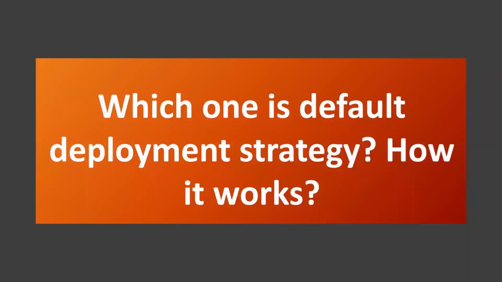So the next question was, which one is the default deployment strategy and how does it work? The default deployment strategy is rolling update. There are a couple of other deployment strategies as well, like blue-green, canary, recreate, but by default it is rolling update. How it works is, let's say you have 5 replicas. When you make some changes and apply it back, it will make sure one is down in your old deployment, and it will try to create a new replica of the new version.